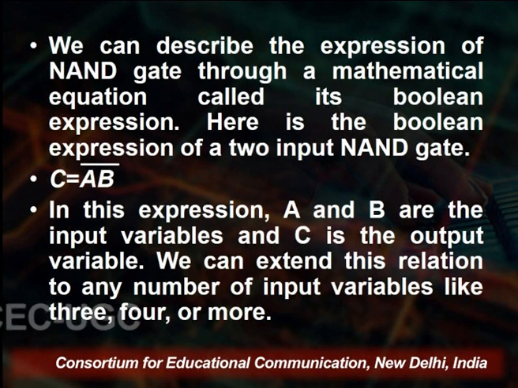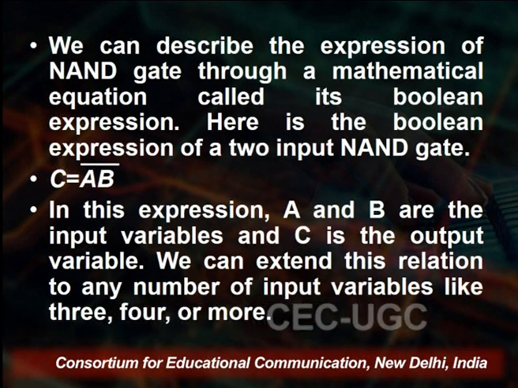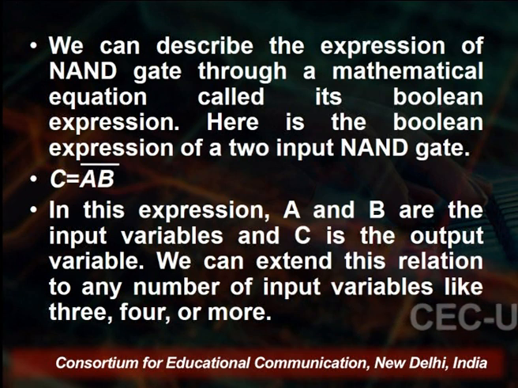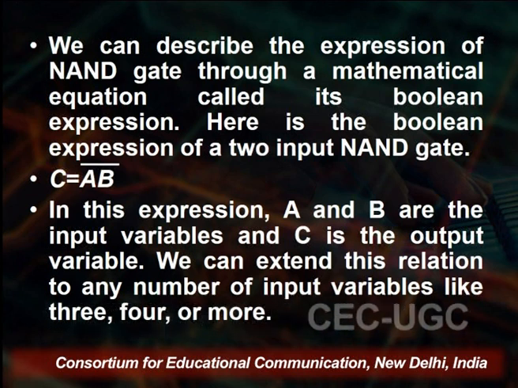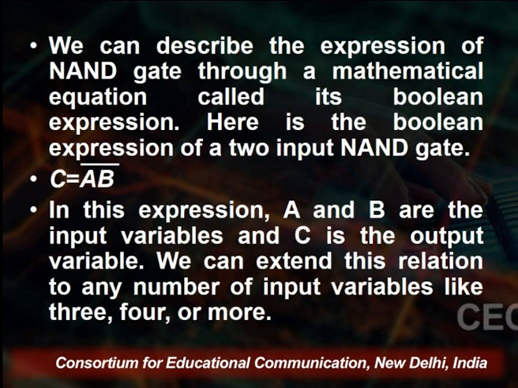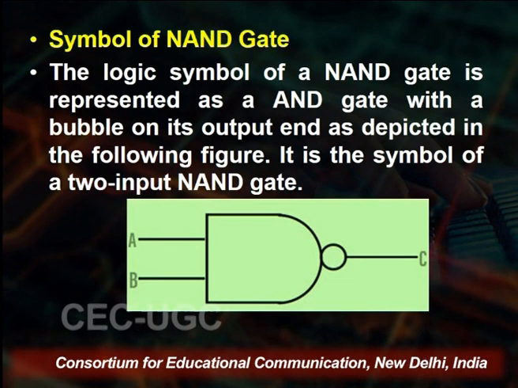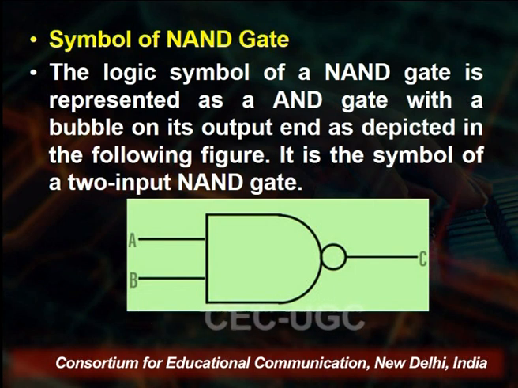If we describe the NAND gate through a mathematical equation, called the Boolean expression, it is written as C is equal to (A dot B) inverse. In the expression, A and B are the input variables and C is the output variable, and we can extend this relation to more input variables, such as 3, 4, 5 and more. Now you see this is the symbol.